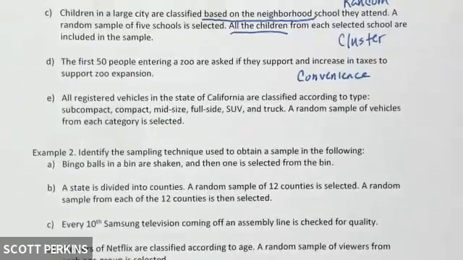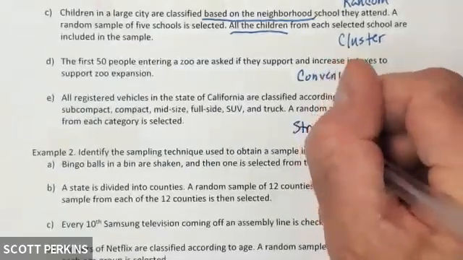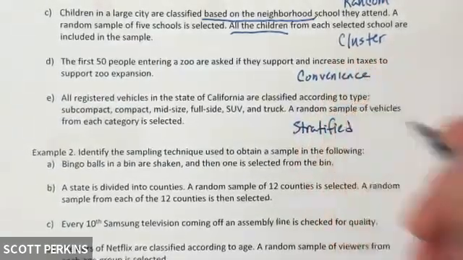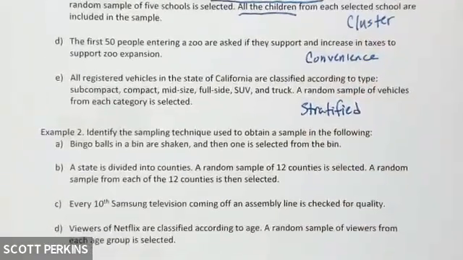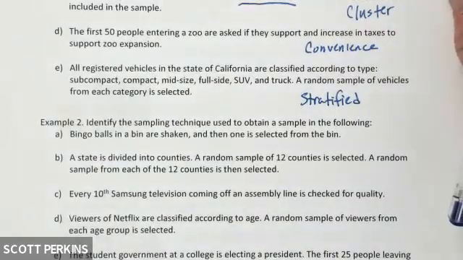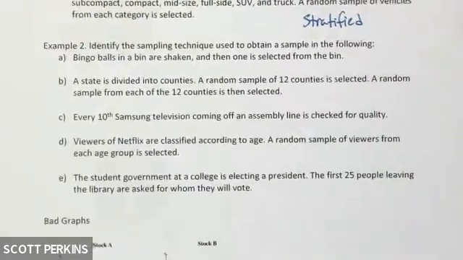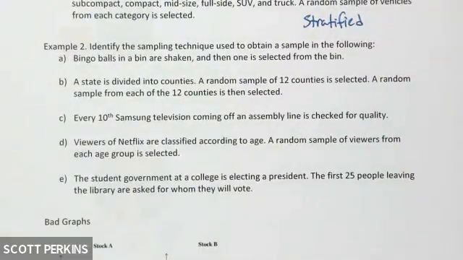Lastly, the E problem says all registered vehicles in the state of California are classified by type, whether it's a subcompact, compact, etc. A random sample of vehicles from each category is selected. That one is a, yep, stratified. In that case, the strata was type of vehicle that is being driven. Great job. Excellent. Any questions? Okay, you do the same thing for example 2. Okay, so give you a minute or two to go through the same sort of deal.